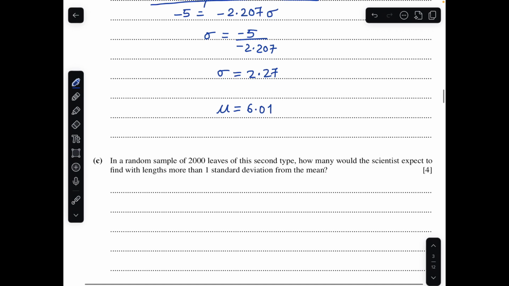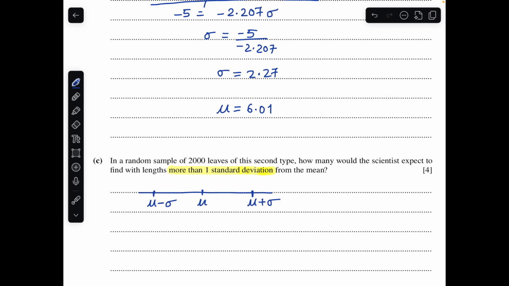Part C. In a random sample of 2000 leaves of this second type, how many would the scientist expect to find with lengths more than one standard deviation from the mean? Now, more than one standard deviation from the mean, what does that mean? It means that if you have the mean over here, we are looking at how many are more than one standard deviation from the mean, and when they say more than one standard deviation, we are looking at both sides. So we are looking at over here and over here.